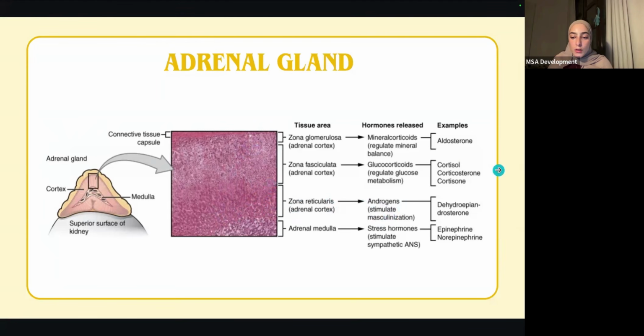But I will zoom in now to see how they look under histology slides, so if they ask you about it, you will know. So, first one is aldosterone, second one is cortisol, third one is androgens. And then we said the medulla is epinephrine and norepinephrine.